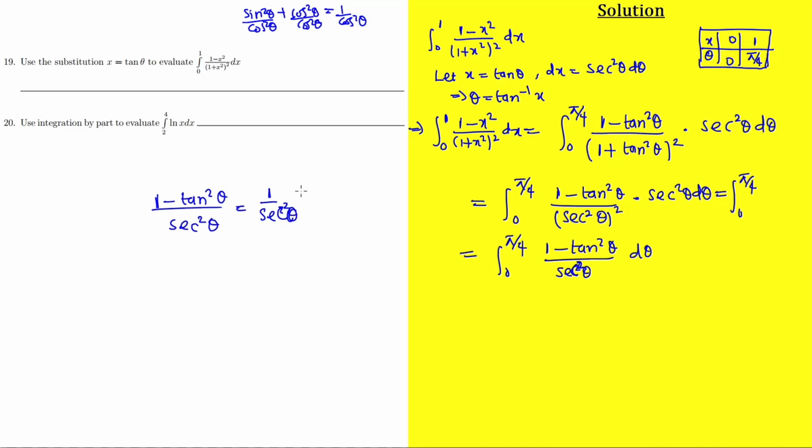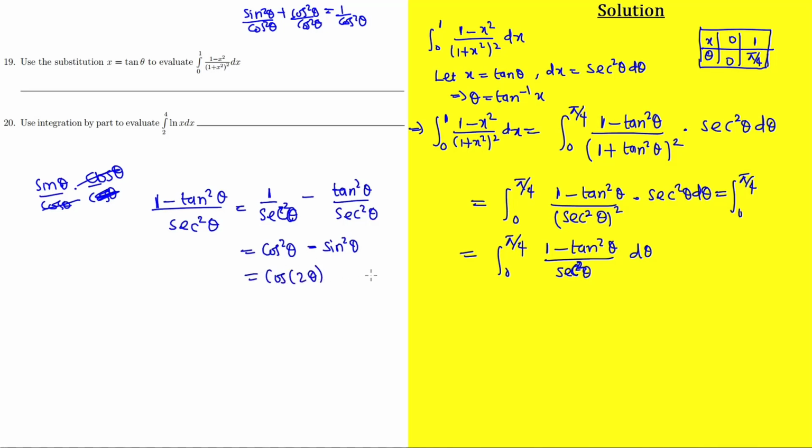Alright, then minus tan square theta over sec square theta. So that means this would give me 1 over sec, which is cos square theta, and then sine square theta. If you simplify this, you are going to have sine square theta. And now, what is cos square theta minus sine square theta? It is just cos 2 theta, from your elementary trigonometry.